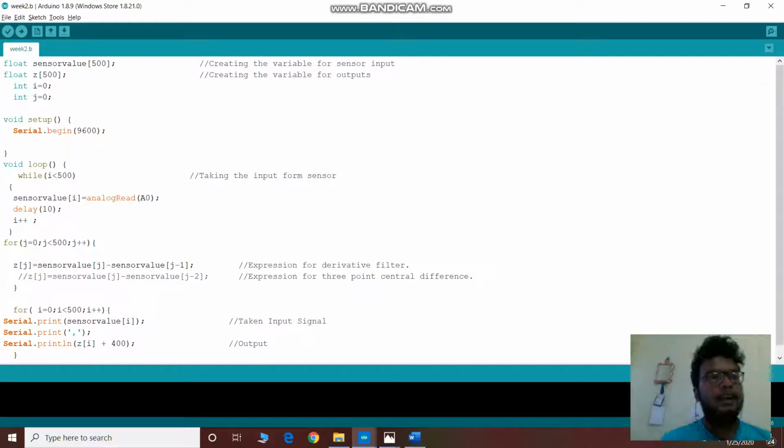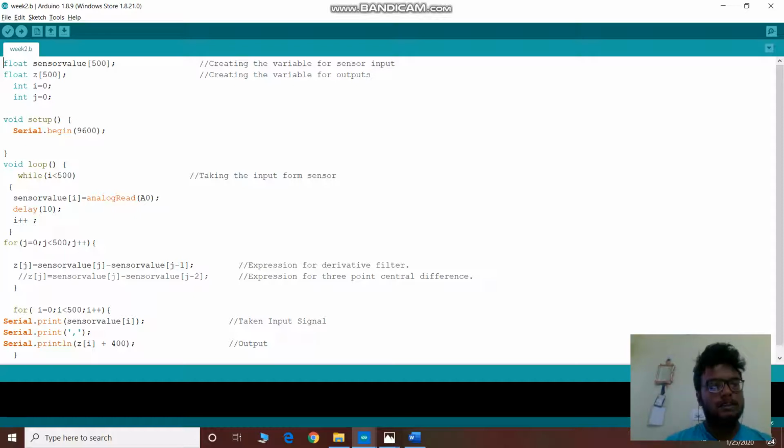Again, same. I have taken the variable sensor value of 500 for the sensor input, and z of 500 for the output, and i and j for the code purpose. Again, in the void loop, while i less than 500, sensor value of i is equal to analogRead of A0. I already said we connected the Arduino and sensor through the A0 pin, so I'm importing the data from the sensor through these commands, and I'm giving the delay so that you get the continuous data.